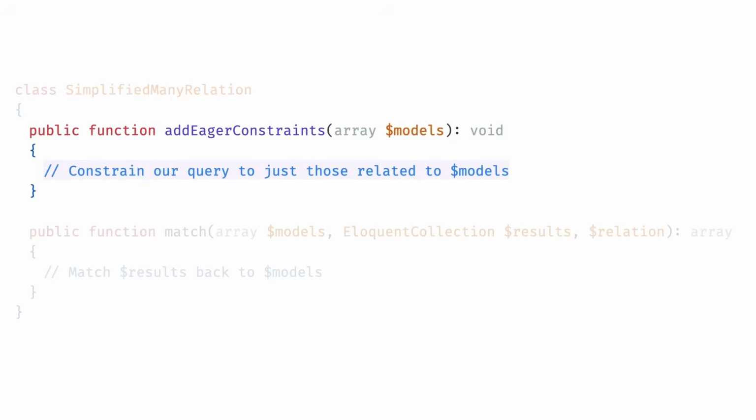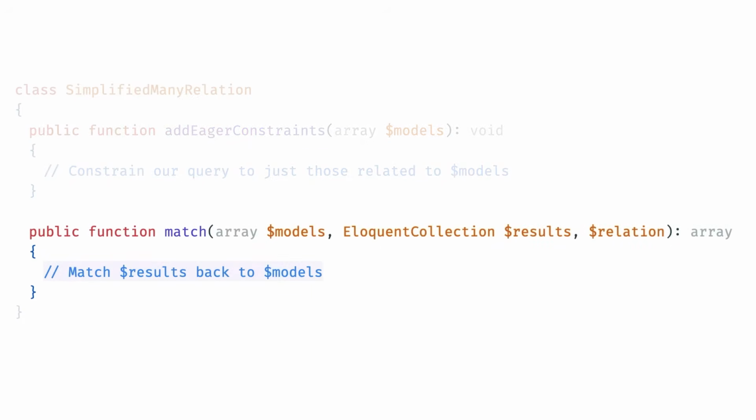We're going to get an array of the parent models that we need to load relationships for, and then match. Now we've got all the models that were our parents, all the related models that are the results of our query, and the name of the relation, and we have to figure out what we're going to do with all of that so that our models are populated with the stuff that we asked for.